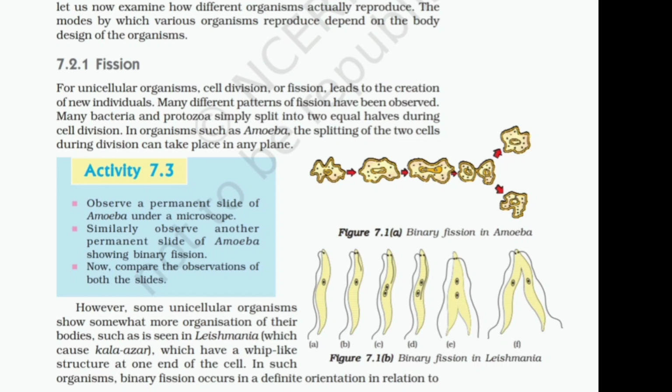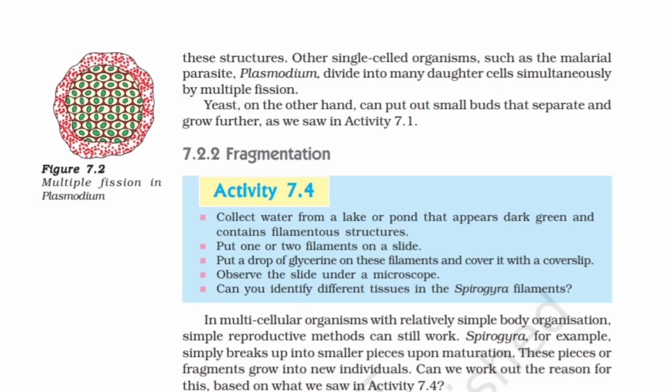However, some unicellular organisms show somewhat more organization of their bodies, such as Euglena and Leishmania, which causes kala-azar, which have a whip-like structure at one end of the cell. In such organisms, binary fission occurs in a definite orientation in relation to these structures. Other single-celled organisms, such as the malarial parasite, Plasmodium, divide into many daughter cells simultaneously by multiple fission. Yeast, on the other hand, can put out small buds that separate and grow further, as we saw in Activity 7.1.